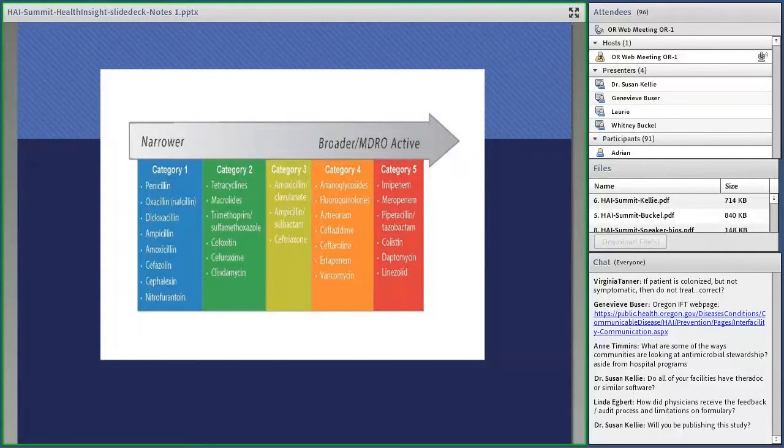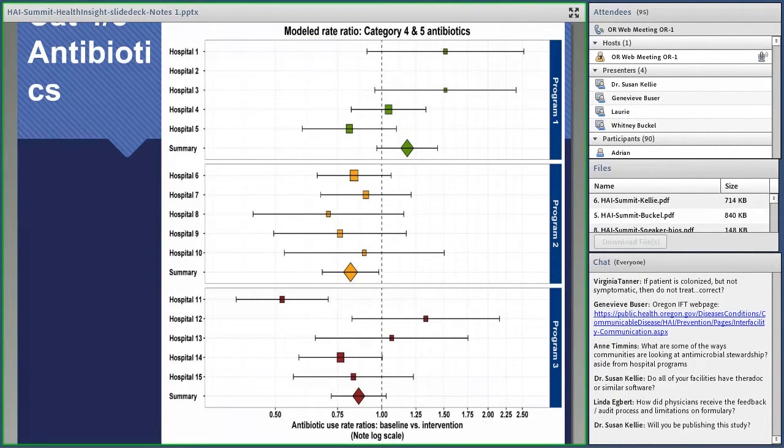So we did want to look at just patients who are receiving Category 4 and Category 5 drugs. So we looked at just these ones. These are like your anti-pseudomonal agents, your carbapenems, and your drugs against MRSA that are included in these Category 4 or 5. And what you can see here with our modeled rate ratios is that there was a reduction in the Category 4 and 5 drugs, which was statistically significant in the medium group, but trended but was not statistically significant in the high group.